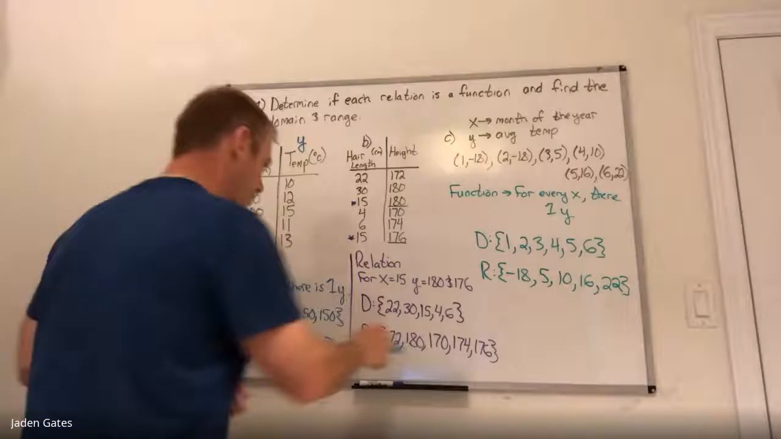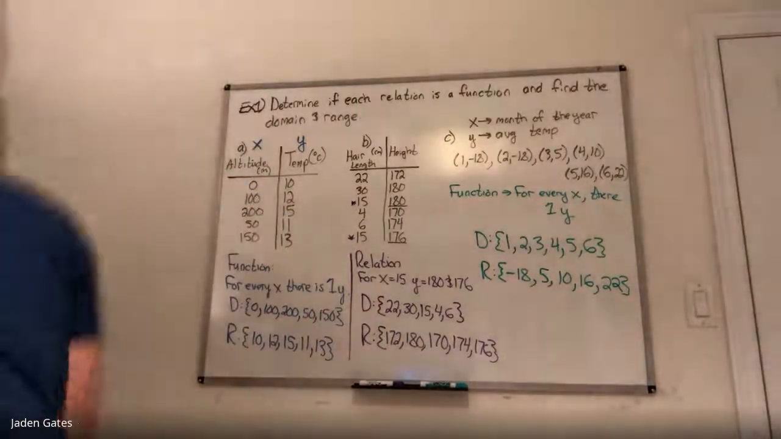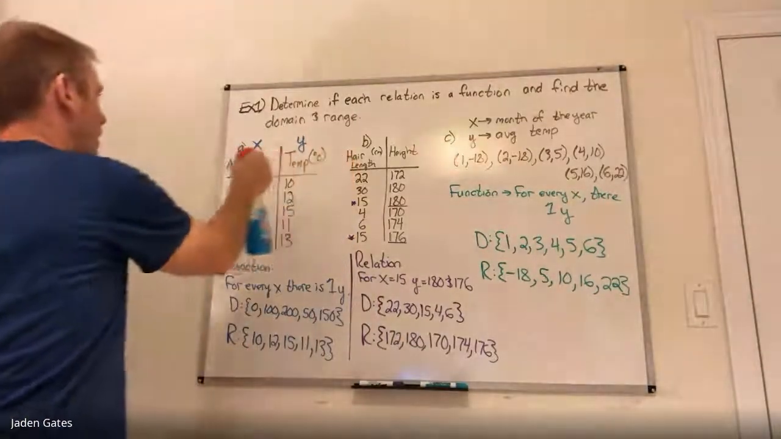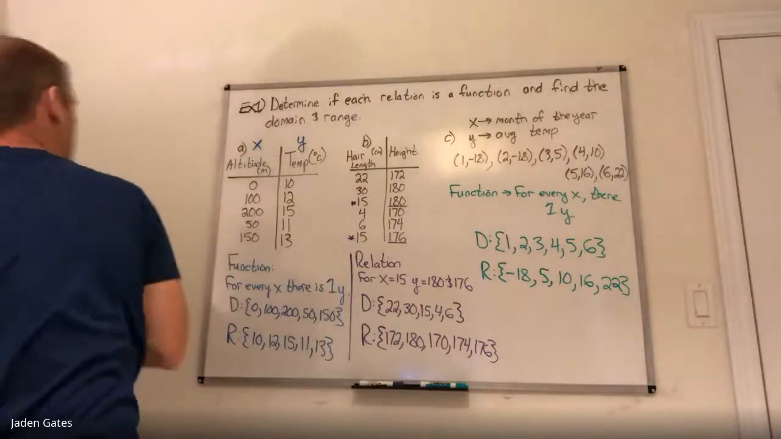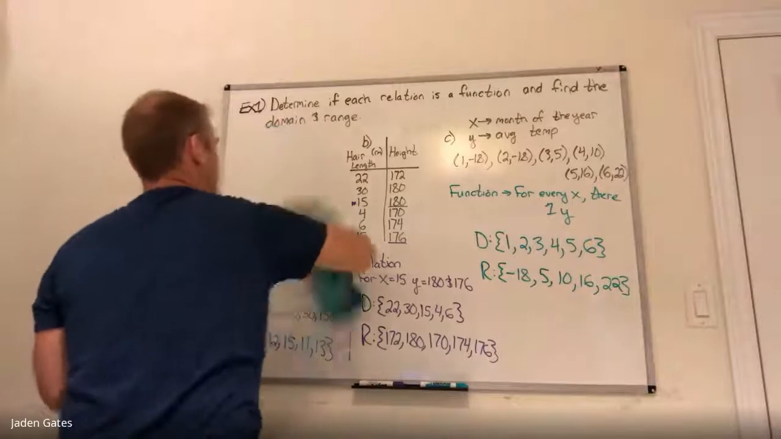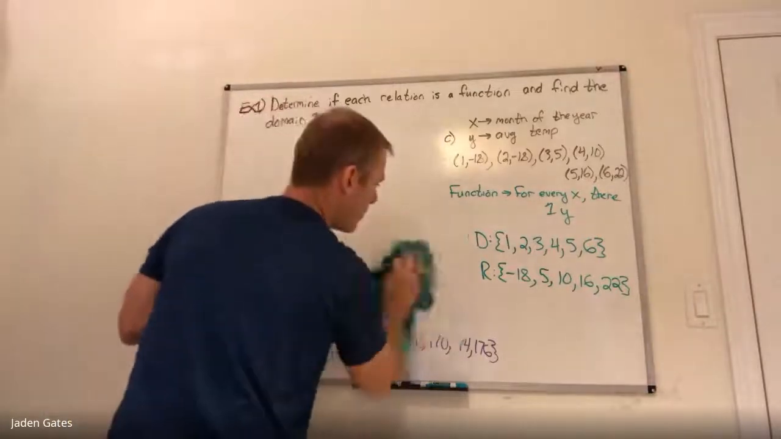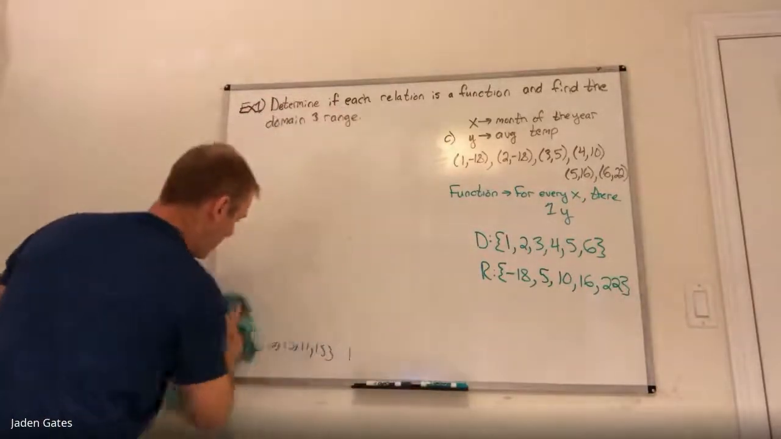Now I got another example here. I couldn't fit it on. Just give me a second here. So that's two table of values. We got some points there. Going to do something a little bit different.